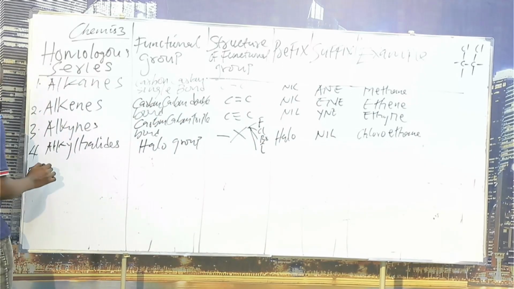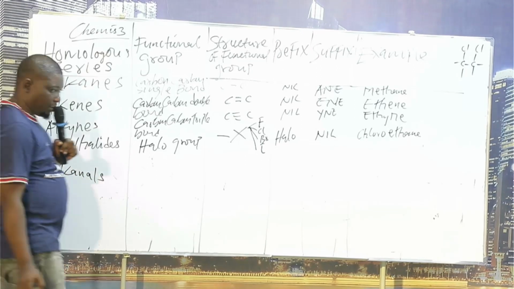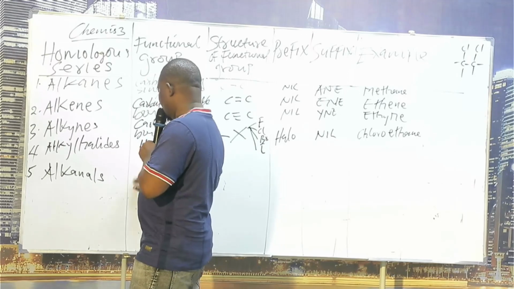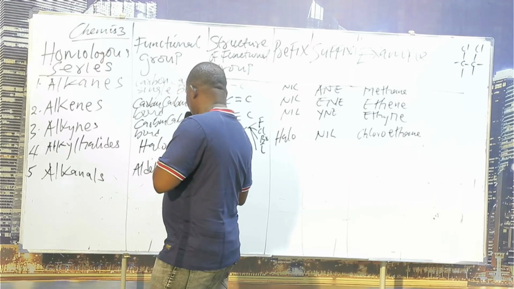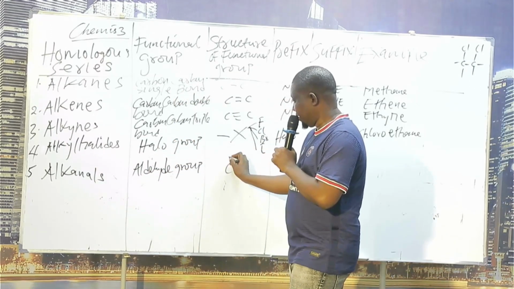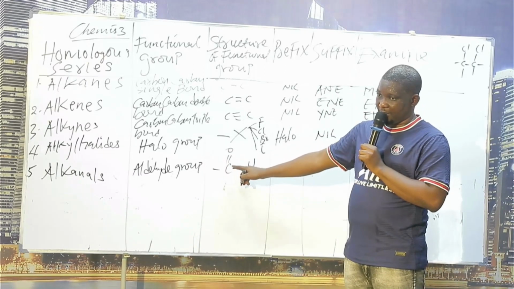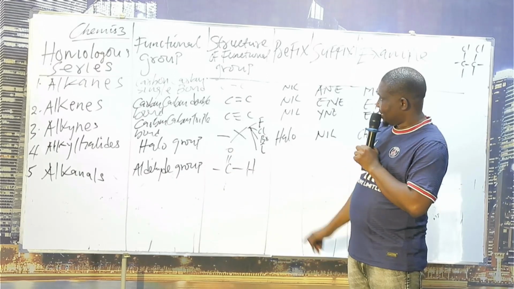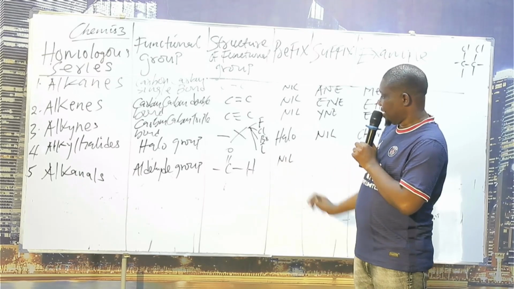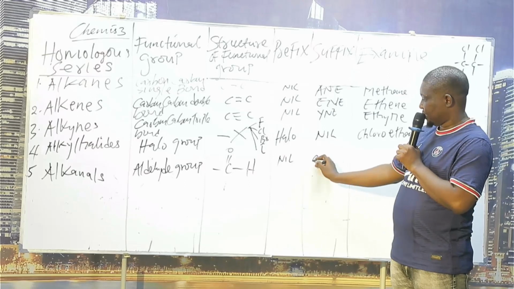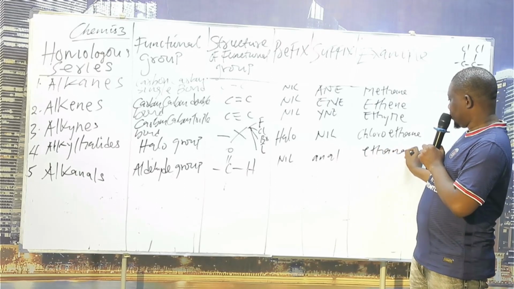If I have something like alkanals, the functional group is aldehyde group. What is aldehyde? Then you have CHO. I think I told you about this. What is the prefix? No prefix. Any suffix? What is suffix? Al. Example is what? Ethanal.